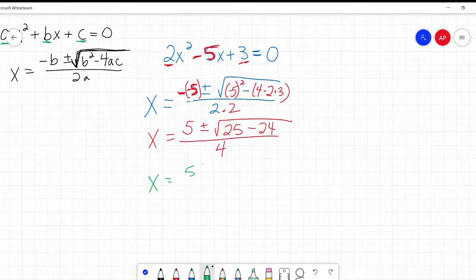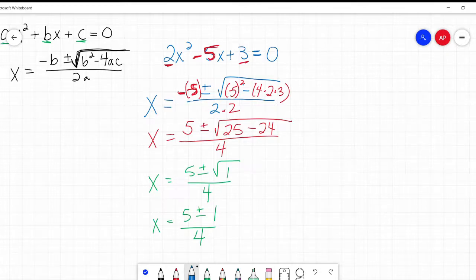x equals 5 plus or minus the square root of 25 minus 24, which is 1. The square root of 1 is 1, all over 4. You go, oh, hey, that looks pretty simple. Am I done? Not so fast. No, no, no, no. This is a plus or minus. There's 2 options. I have to do both of them. So x equals 5 plus 1 over 4, and x equals 5 minus 1 over 4. I have to solve both.